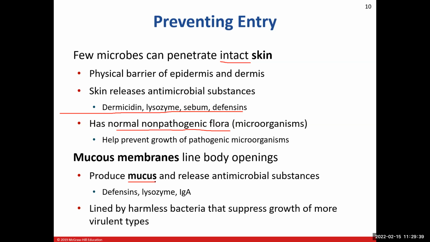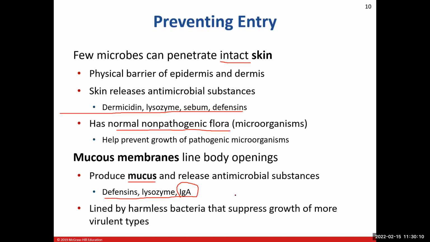Mucus will catch the pathogens, any of these microbes, and get them stuck in the mucus, and in the mucus, we have more antimicrobial substances. And this last guy here, that's an antibody, immunoglobulin A, IgA. You will find large amounts of IgA in your mucous membranes, and it's a protein. And we'll talk about how antibodies work, okay?